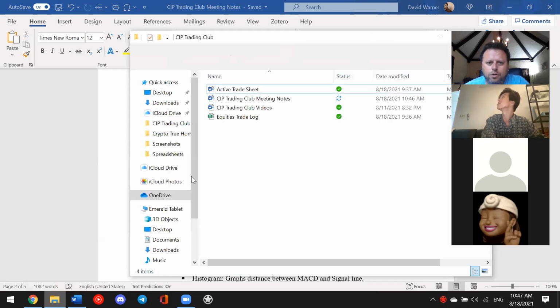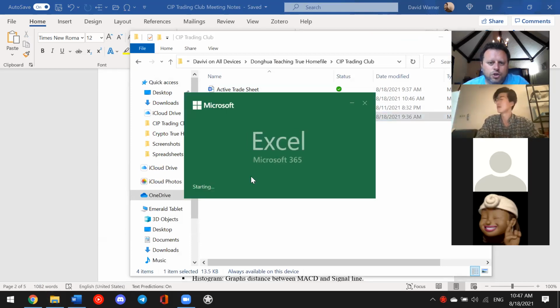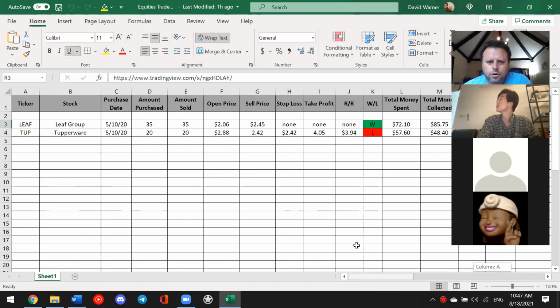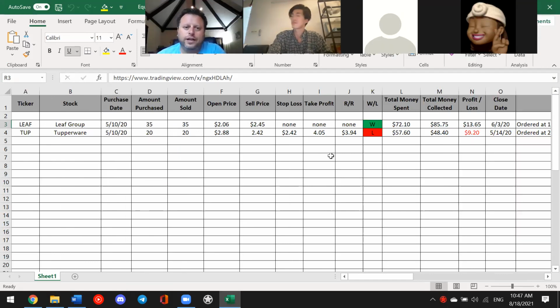Here's an example of an equities trade log that I use. Equity means stock, so this is for stock. I use a different one for crypto, but it's all the same idea. And I put 2 examples on. So here's my log, and you have to keep your trades written down and organized. I would call this finished trades.